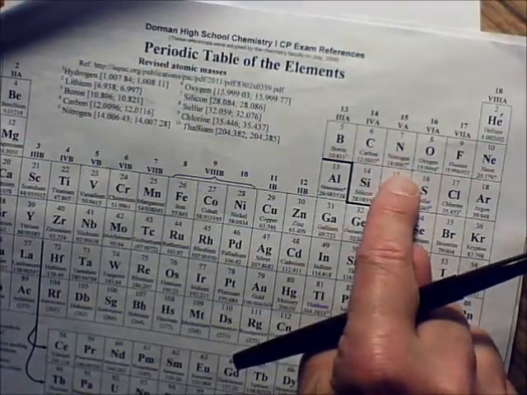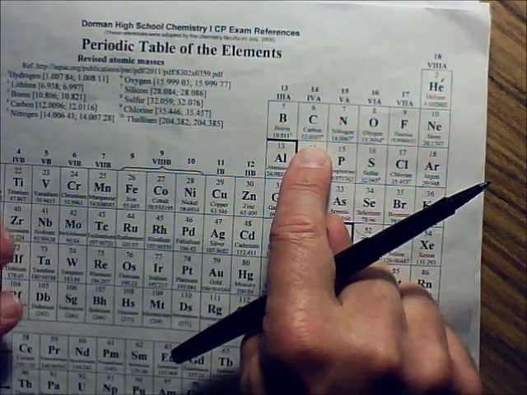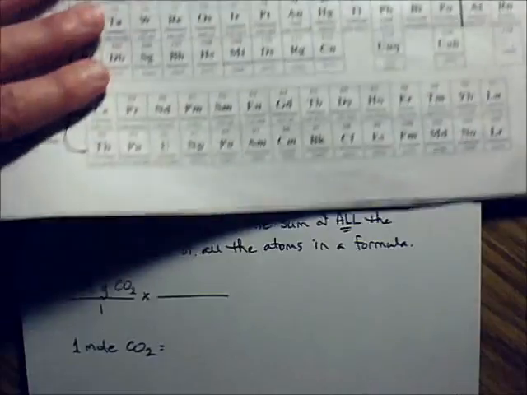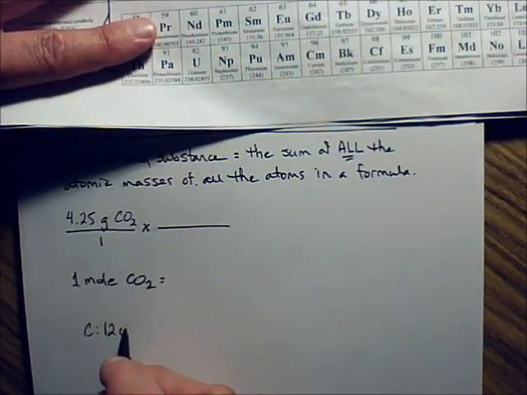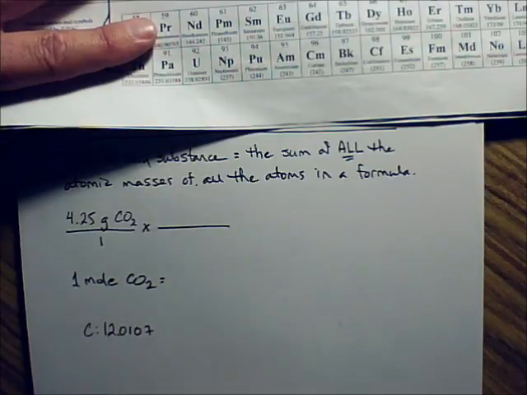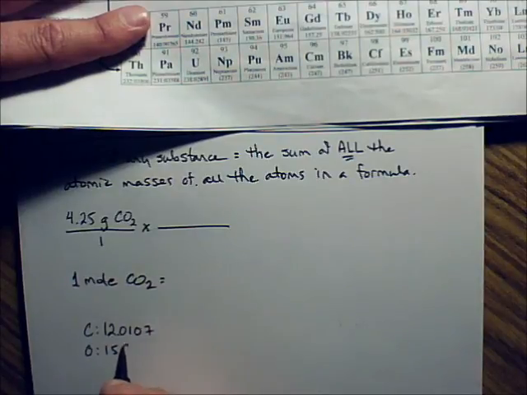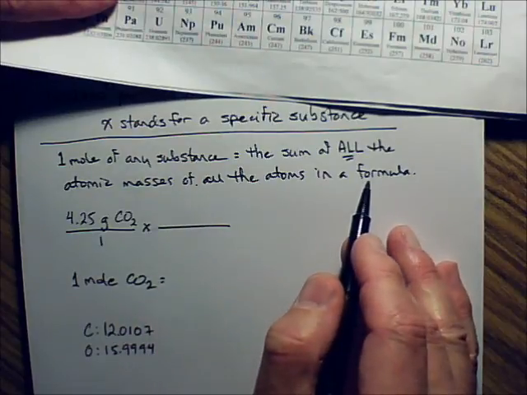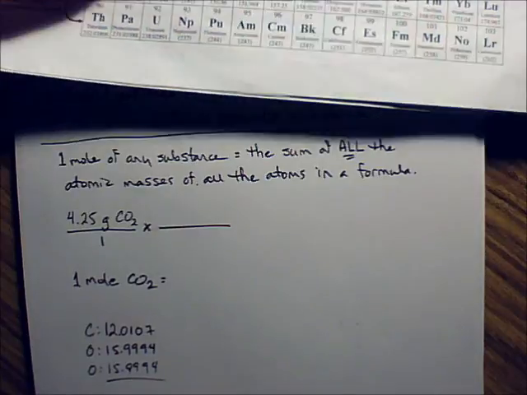Well, we have to go find those atomic masses on our trusty periodic table. Okay, carbon is 12.0107, so carbon's atomic mass is 12.0107. Oxygen's atomic mass is 15.9994. But we have to do all the masses of all the atoms, so we have to have another one, don't we? Okay, good. So 15.9994, and add the whole thing up.